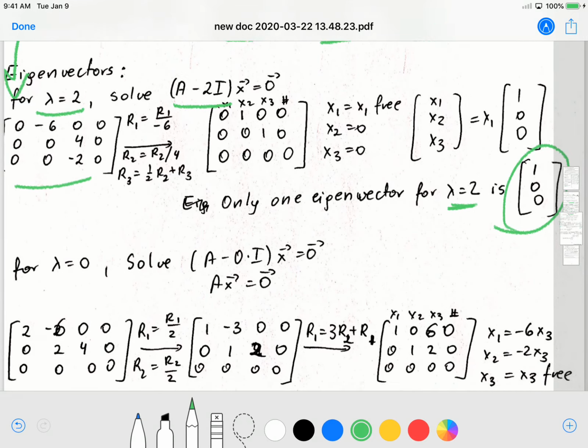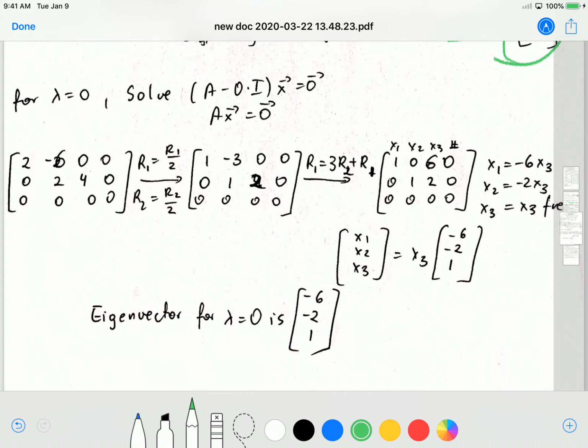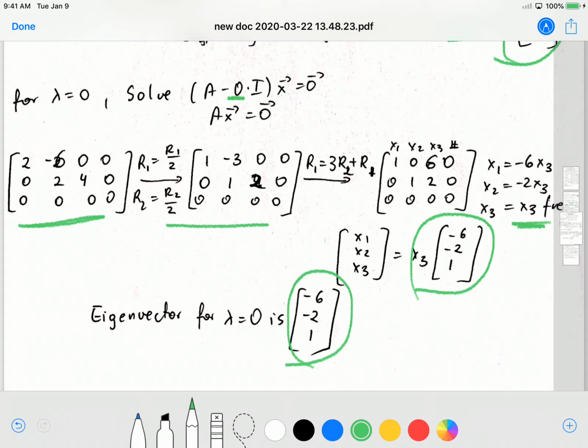We repeat the process for lambda equal to 0. So we subtract 0 on the main diagonal, so we get exactly the same matrix. Then we try to reduce it. We always need to have a free variable, only because that's the definition of the eigenvalue. So once you perform and solve it, you get this eigenvector. So this is the eigenvector corresponding to lambda equal to 0. An eigenvalue can be any number, positive, negative, or even 0.